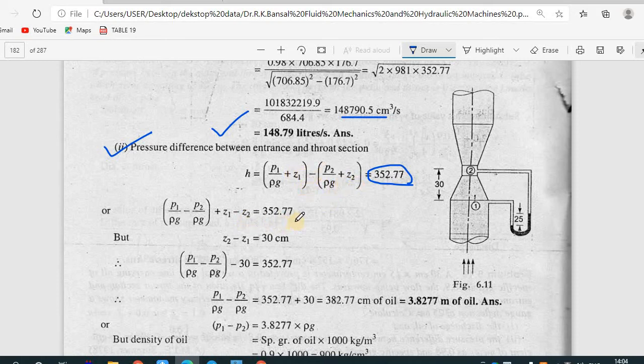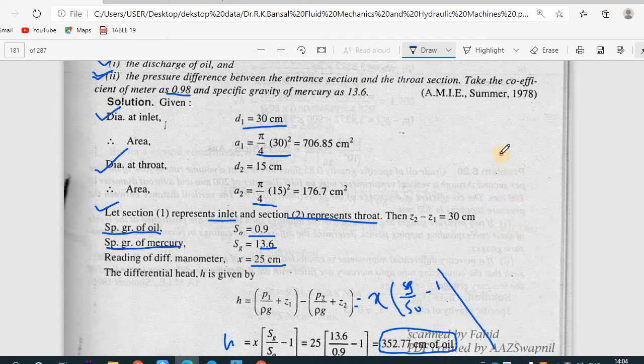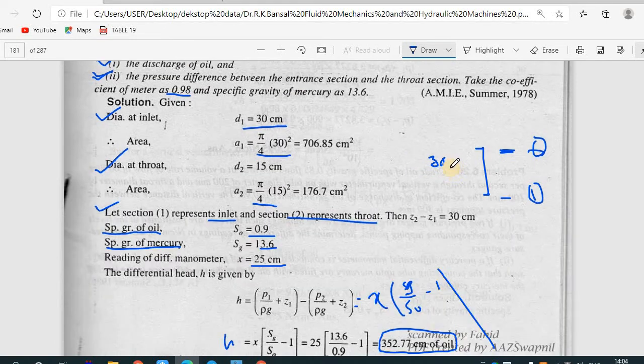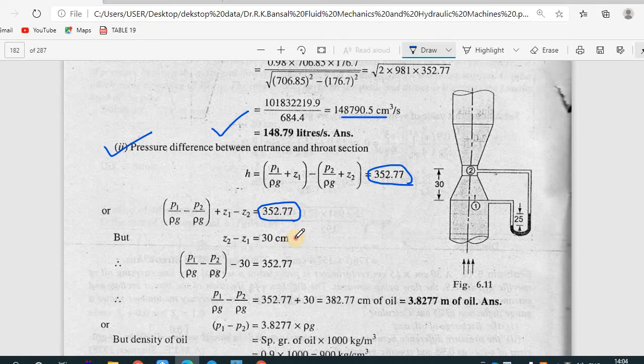Okay, so this equals 352.77. We also have the values for section 1 and section 2. The height of section 2: it has been given in the question that the difference in elevation of the throat section and the entrance section is 30 centimeters. So we can directly write z2 minus z1 equals 30.